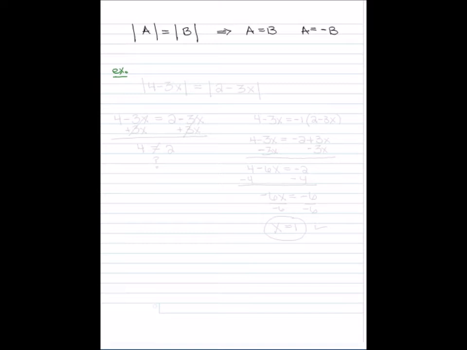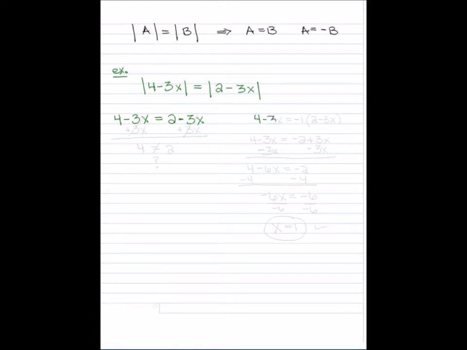So let's look at an example. Let's say I have the absolute value of 4 minus 3x is equal to the absolute value of 2 minus 3x. So I have the absolute value of one polynomial equal to the absolute value of another polynomial. The first equation that I write, I'm going to write it and just ignore the absolute value symbols.